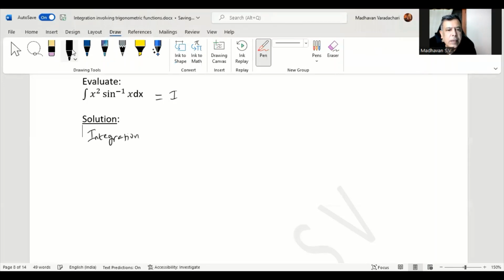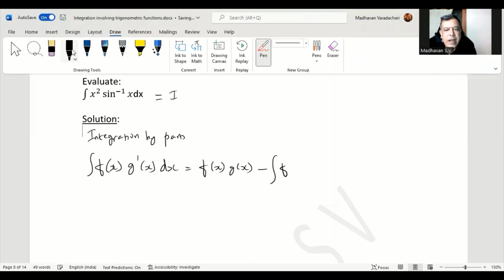Integration by parts. So what is integration by parts? It is integral f of x g dash of x dx will be f of x into g of x minus integral f dash of x g of x dx. That means out of these two functions, x square and sine inverse of x, one we have to consider as the integrable function, and one as the differentiable function.